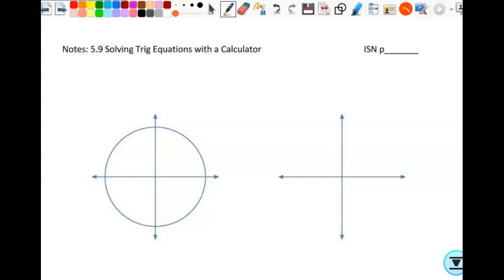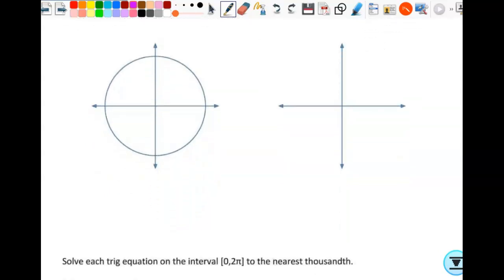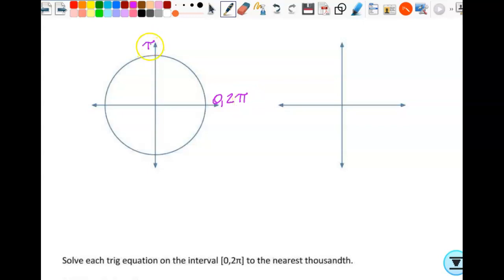So to do this with a calculator, let's talk about some things we know about the unit circle and our quadrants. So we know on the unit circle, this is 0 and 2 pi. This is pi halves. This is pi. And this is 3 pi halves. If you don't know that by now, you are totally in the wrong place.